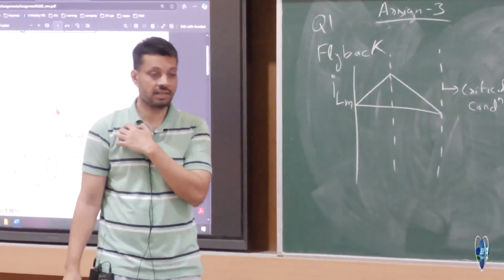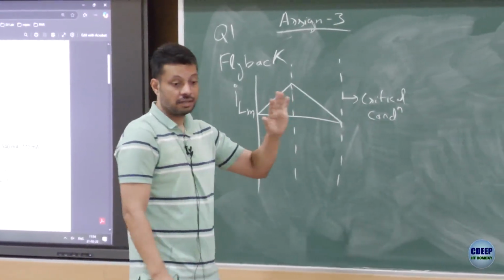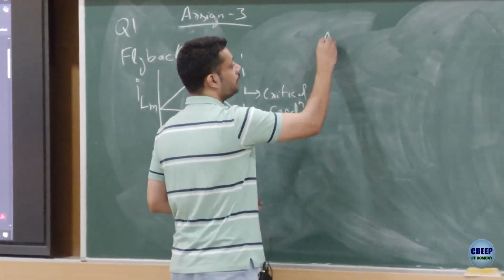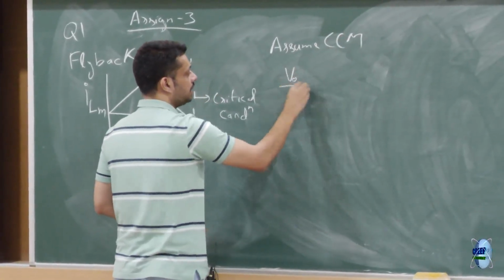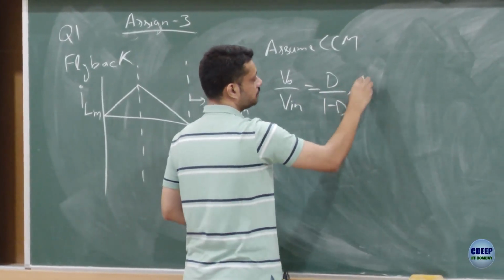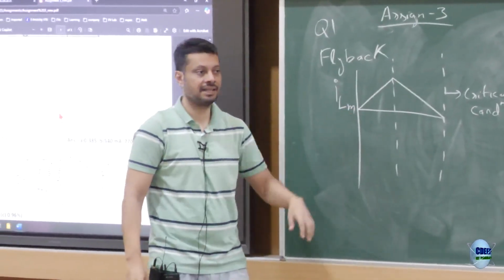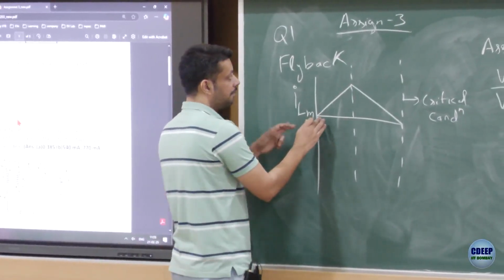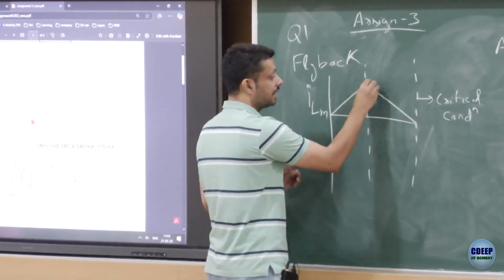This is the critical condition here, right? So what you can do is first find the duty cycle, assuming it's continuous conduction mode. If you assume CCM, you can find the duty cycle by using this formula. Once you have the duty cycle in CCM, which is also true for critical conduction mode, you know that ILM will start from 0, go up to this point, and come back. You can calculate the peak current.